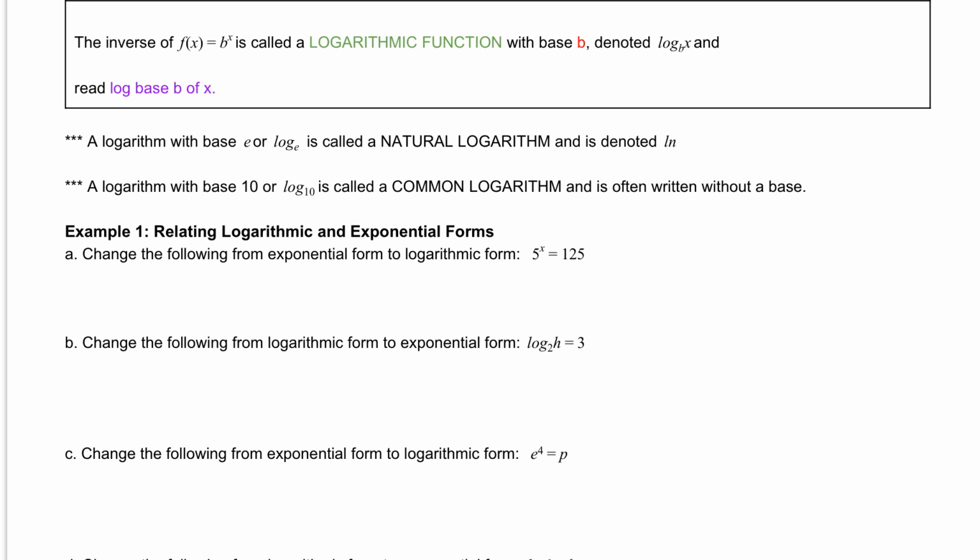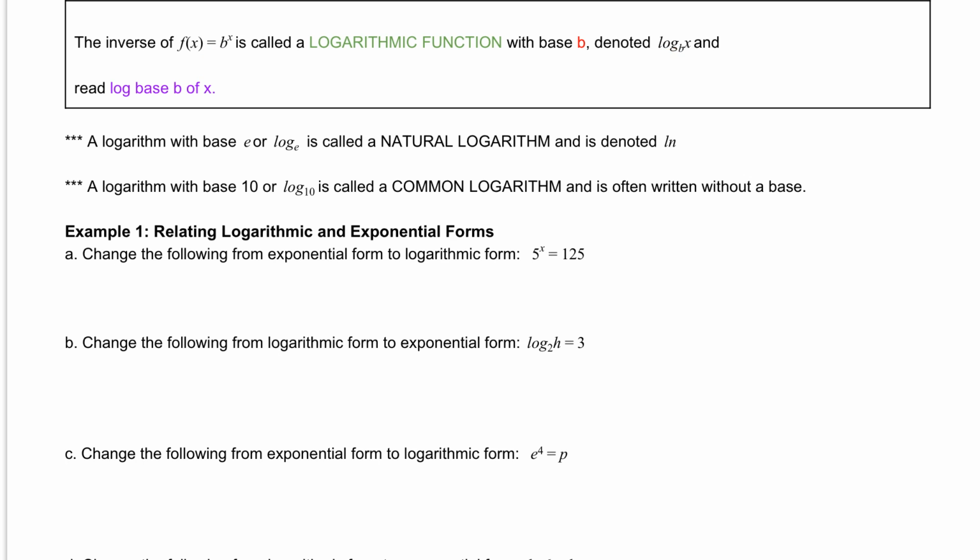Before we get to example 1, let's read what's above it. In the box on the top, it says the inverse of f of x equals b to the x is called a logarithmic function with base b, denoted log base b of x. And that's exactly how I read it. You read it again, the log base b of x. Notice the base of your exponential function is b, the base of your log function is going to be the same thing.